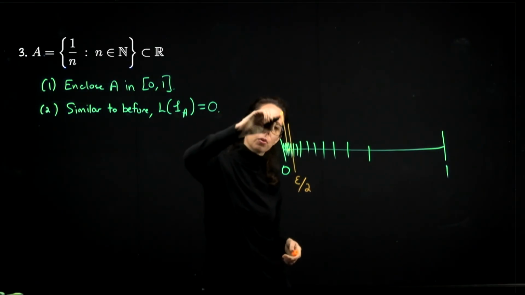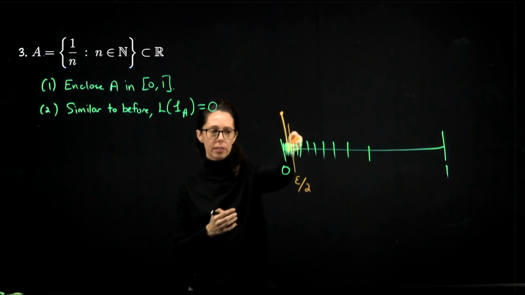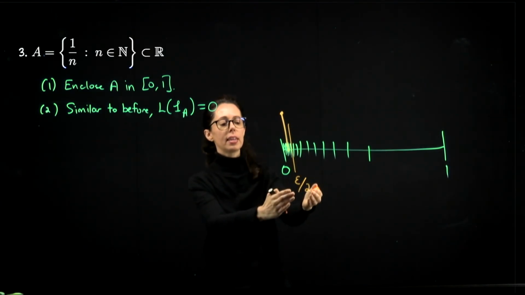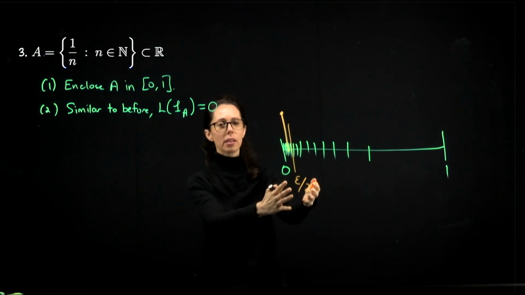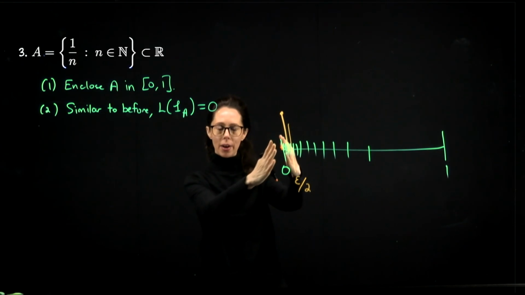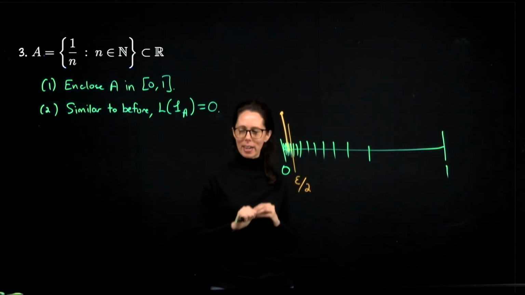So we have a sizable gap right here in the values, the outputs of the characteristic function, but we can offset that by enclosing all of this behavior within just one subinterval with epsilon over 2. So it's like the height difference is large, but make the base narrow. That's the general principle. Okay, so let's write this down.